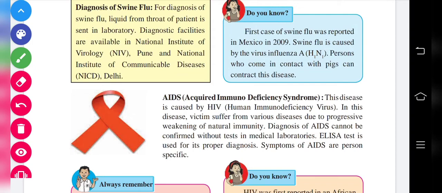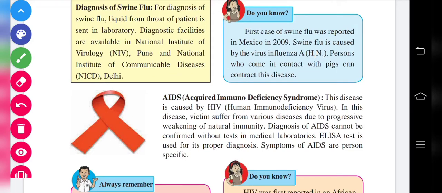The symptoms of AIDS are different from person to person. There are many symptoms. So what prevention should be taken to avoid this disease? A surgeon's needle and similar instruments should not be used without sterilization. Without sterilization you cannot use a needle in a hospital or other areas.